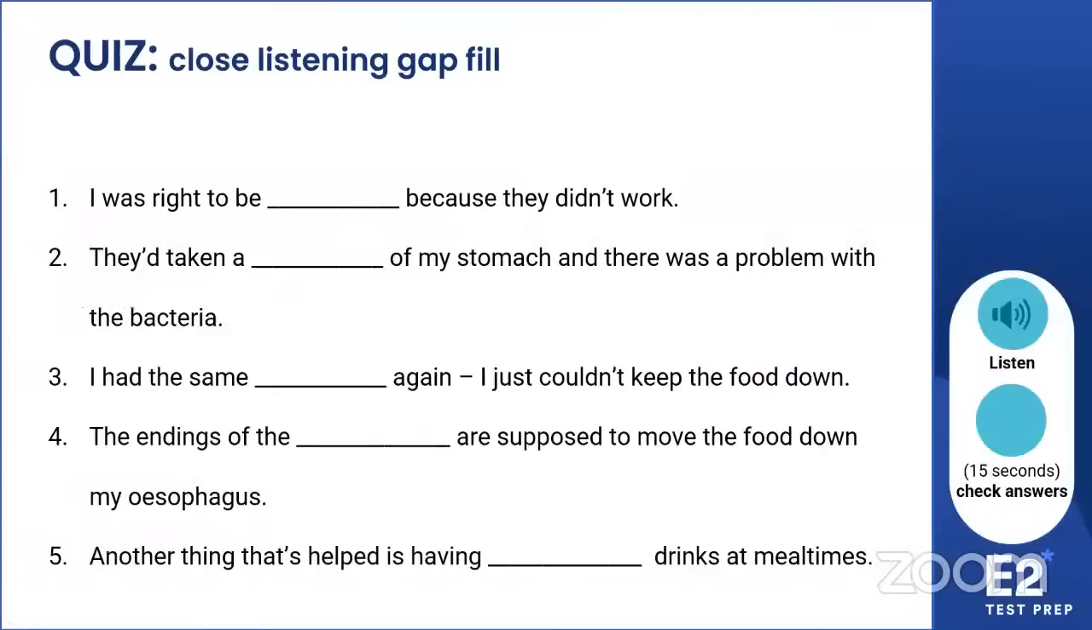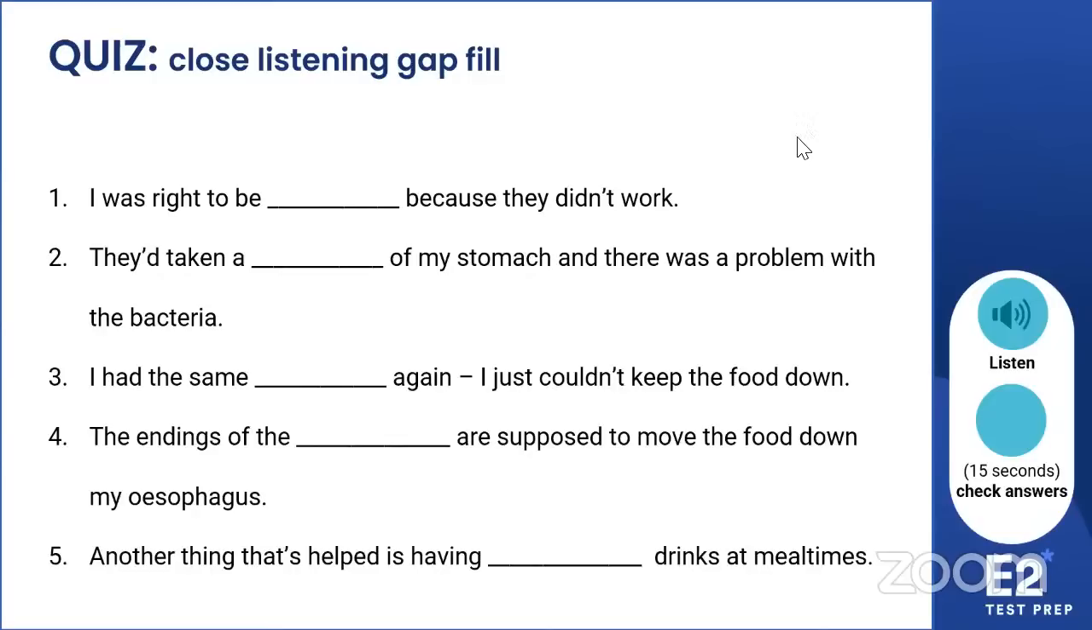Now, quick quiz just to finish. Okay, so I will read you these and see if you can listen and hear the missing word. Number one, I was right to be skeptical because they didn't work. Number two, they'd taken a biopsy of my stomach and there was a problem with the bacteria. Number three, I had the same episode again. I just couldn't keep the food down. Number four, the endings of the nerve cells are supposed to move the food down my esophagus. Five, another thing that's helped is having carbonated drinks at meal times. So I'll give you 15 seconds to see if you can see the answers.